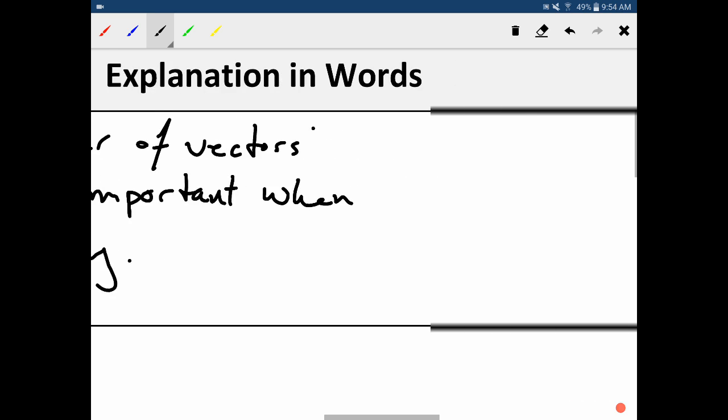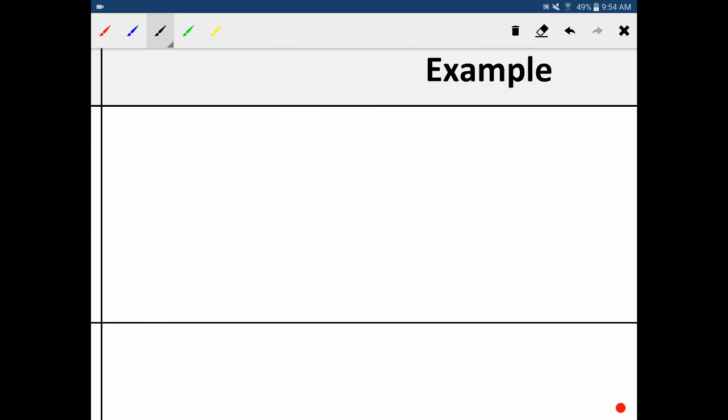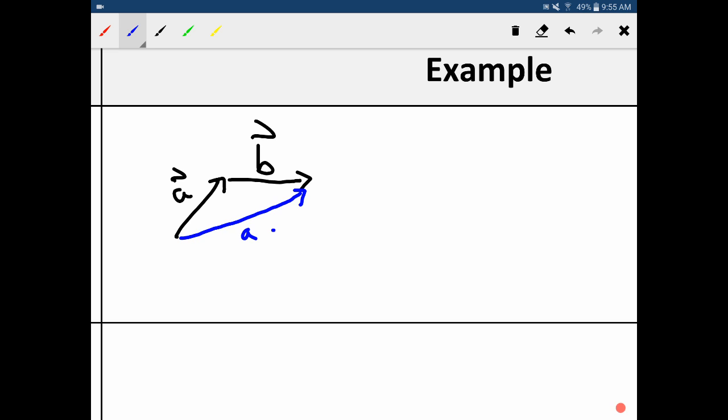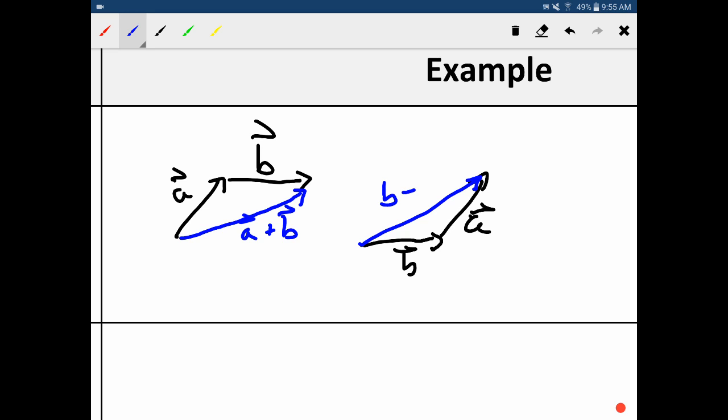Okay. So as an example here, if I were to take vector A, we'll call that vector A, and I'll add vector B. That results in vector A plus B. But you can see if I create vector B, so B is like that, and then A was like that, you can see that's going to create the same vector here. So this created vector is exactly the same. It's B plus A this time, but it doesn't matter. It's exactly the same thing.